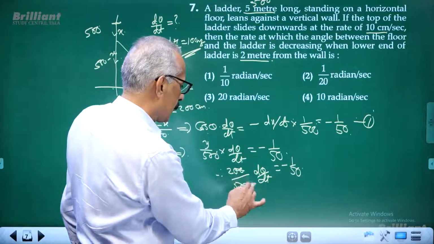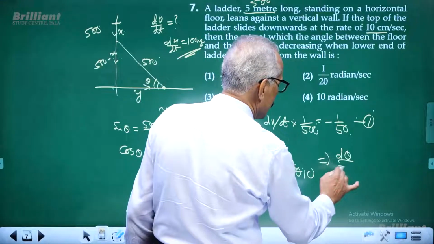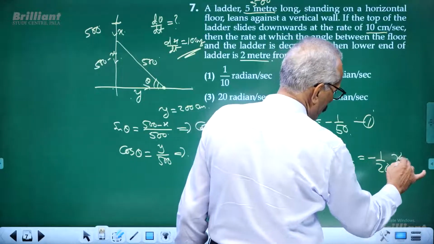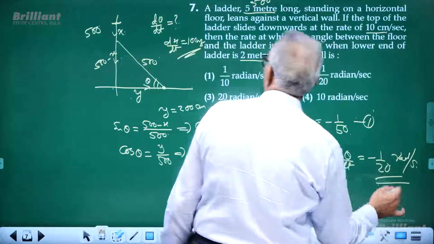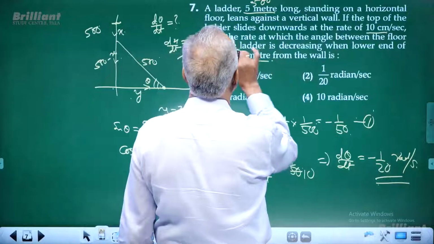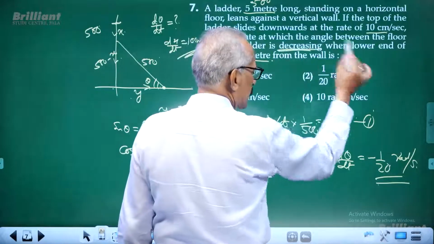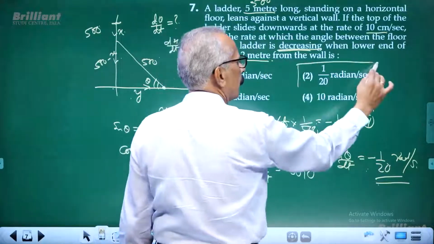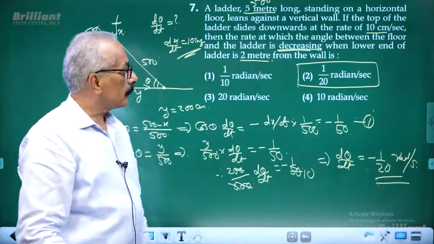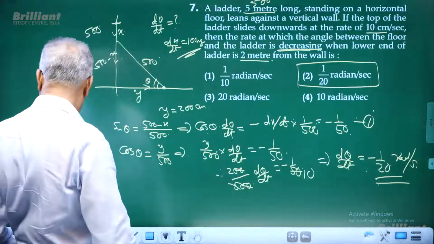Well, this 100 is gone, and this is also there 10. That means your d theta by dt is equal to minus 1 by 20. Now this is radian per second. Minus 1 by 20 means decrease. And it is mentioned there, the rate at which the angle between them is decreasing. Decreasing means minus is not necessary to be taken. So 1 by 20 radian per second will be your answer. That is your question number 7. Well, move on to the next question.